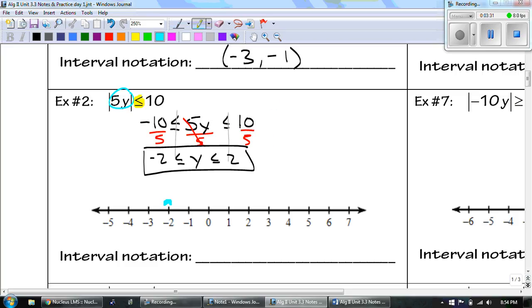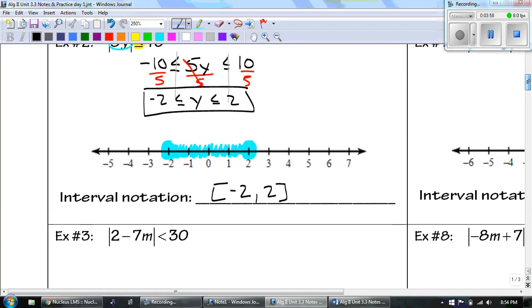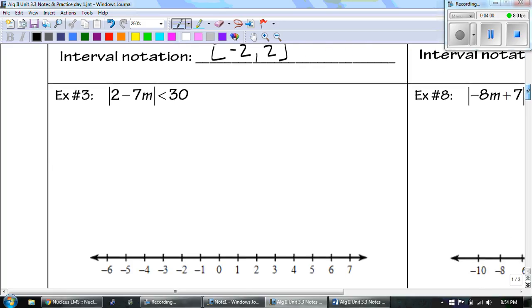So at negative 2 we are closed, at positive 2 we are closed, and for the and graphs, we always shade the middle. So I'm closed at negative 2, and then I'm closed at positive 2, which means my solution can be anything in the shaded region.